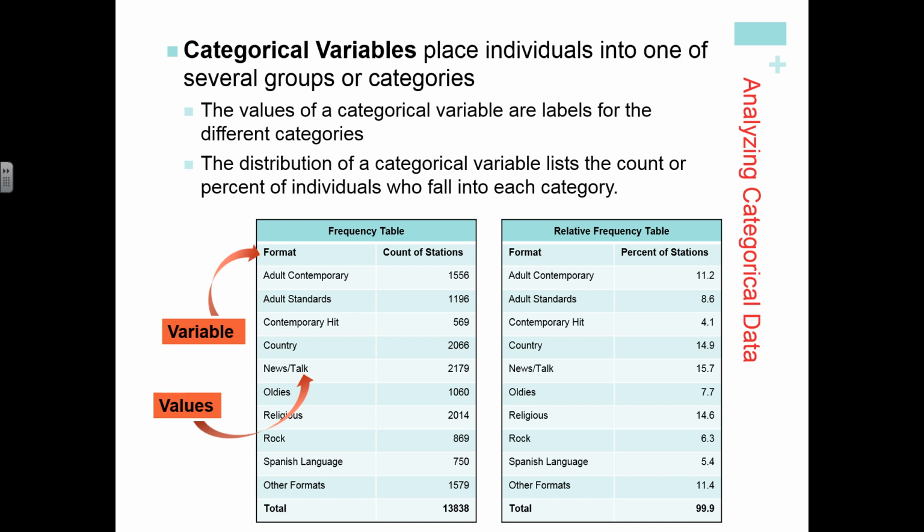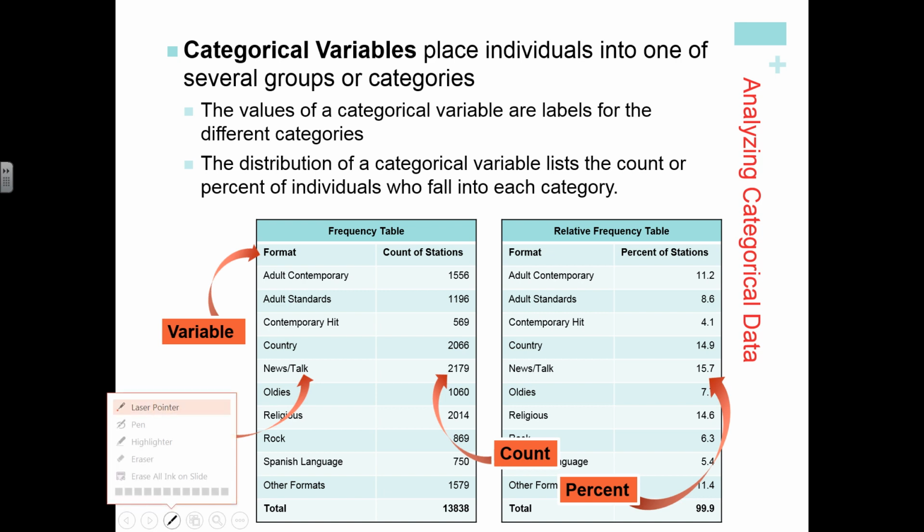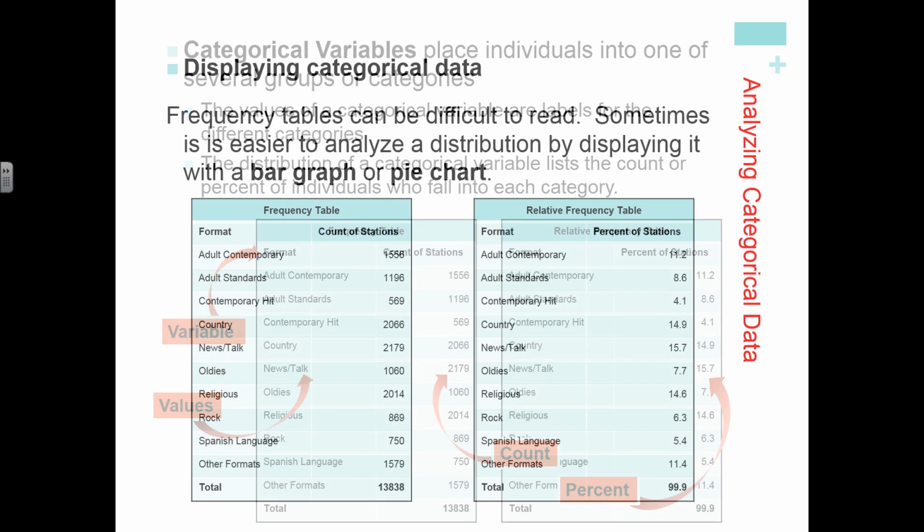Now, once you identify your values, you can either look at the distribution in terms of counts or percents. So in this first table, we're looking at it in terms of counts. And in the second table, we look at it in terms of percents. Again, they're telling you the same thing, but the first table is what we call a frequency table, and this next one is our relative frequency table. A frequency table goes over your counts, whereas your relative frequency table uses percents.